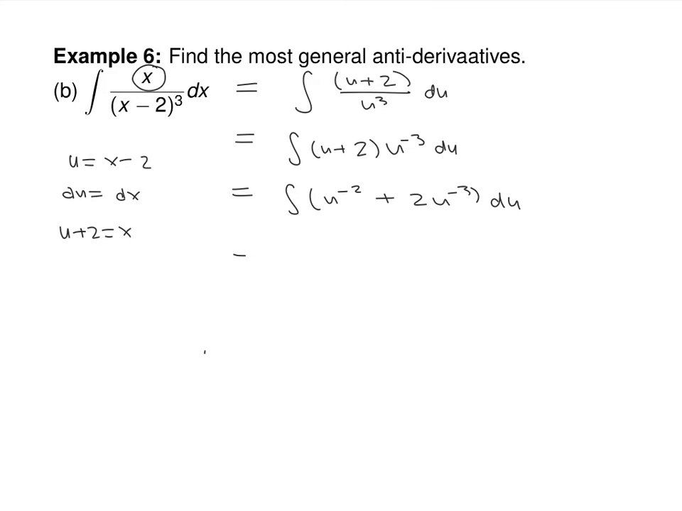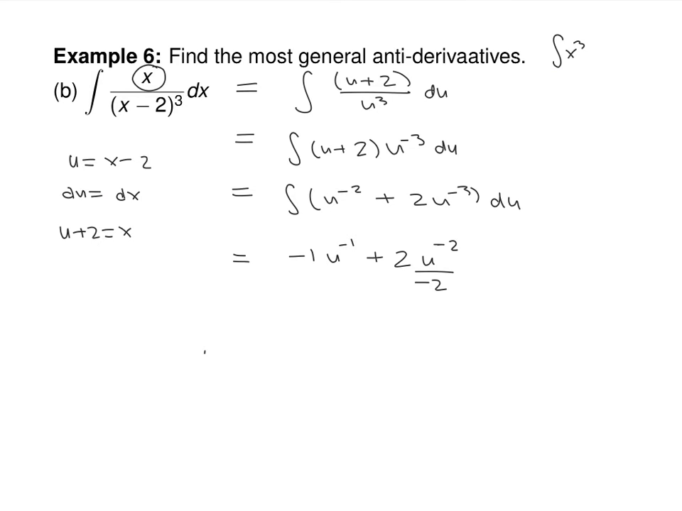What's the antiderivative of u to the -2? What do you do to the exponent when you antidifferentiate? You add one, right? When you differentiate, I love alliteration, when you differentiate, the exponent goes down. When you antidifferentiate, it goes up, right? So the -2 plus 1 is -1, so u to the -1, right? Over -1.